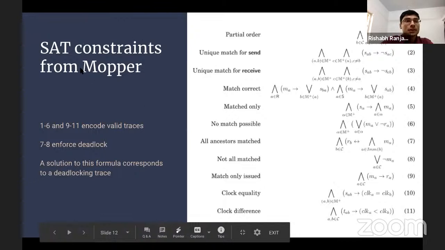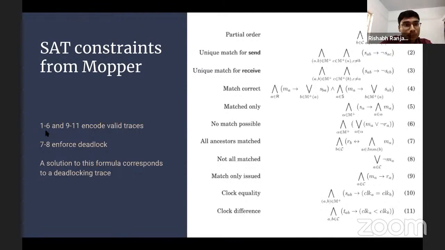So for illustration, let us look at the SAT constraints from MOPR. Some of these constraints are for the validity of traces, some other constraints are for deadlocks, and the solution to the entire formula would be a deadlocking trace. There, as you can see, I won't go into much detail, but there are variables corresponding to calls and pairs of calls. So the subscripts are calls, and if you see S_AB, then it means that S is a variable corresponding to a pair of calls A and B. And similarly, there are some variables indexed by one single call.